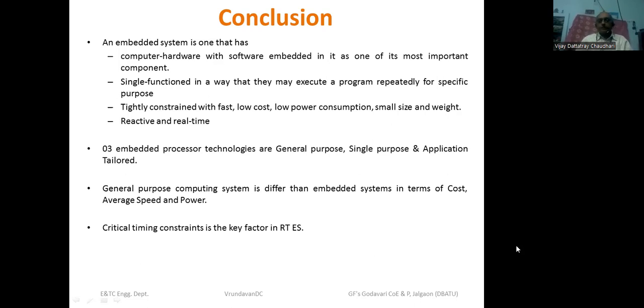In the next session, we will see various design metrics of the embedded system, the design approach of the embedded system, and how the software and hardware co-design approach takes place during embedded system design by the embedded system engineer.